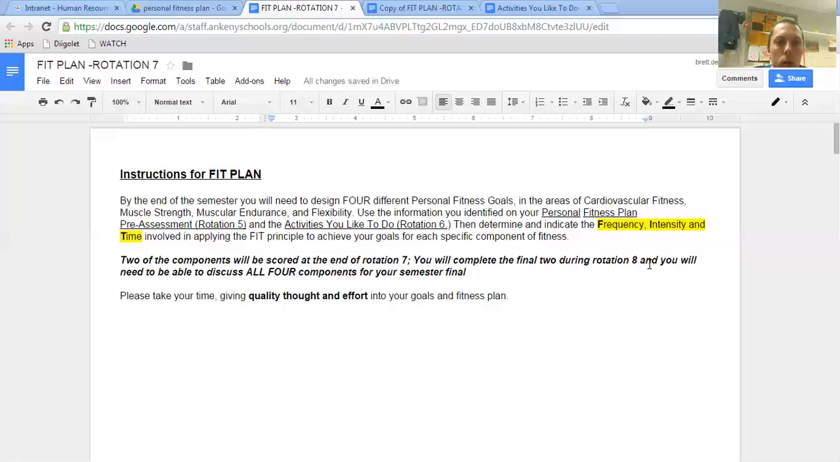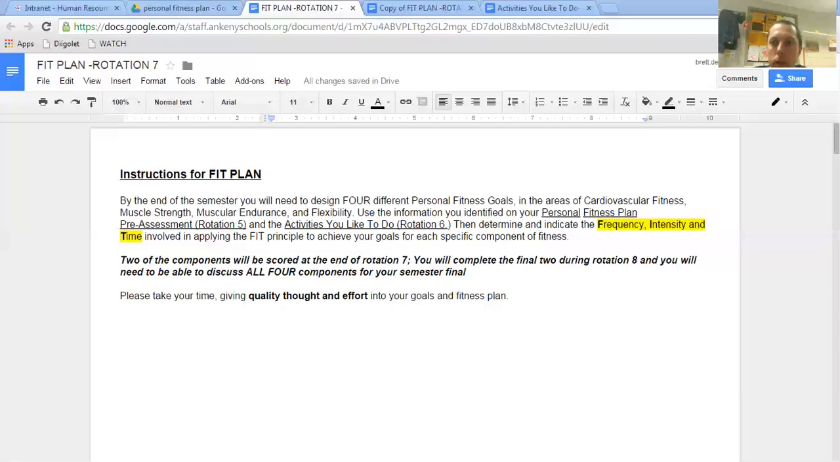2 of these components will be scored at the end of rotation 7. You will complete the final 2 during rotation 8, but you'll need to discuss all 4 for your semester final. So if your semester final is going to incorporate all this information, you're going to need to take your time on this, giving quality thought and effort into your goals and your fitness plan.